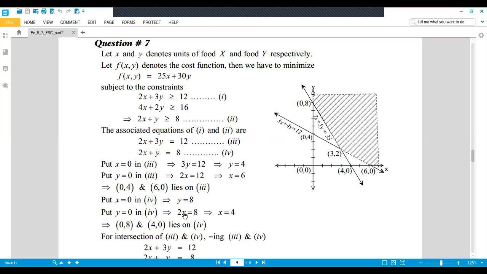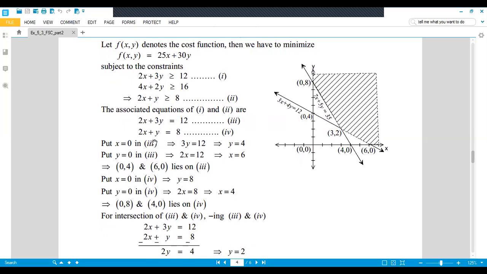Now we do the same process for equation number 4. We put x = 0 in 4, so y = 8. And when we put y = 0 in 4, we get x = 4. So we get 2 points, (0, 8) and (4, 0). On the y-axis, x is 0, y is 8, and on the x-axis, x is 4, y is 0. So we join these 2 points and we get the graph of the second equation.